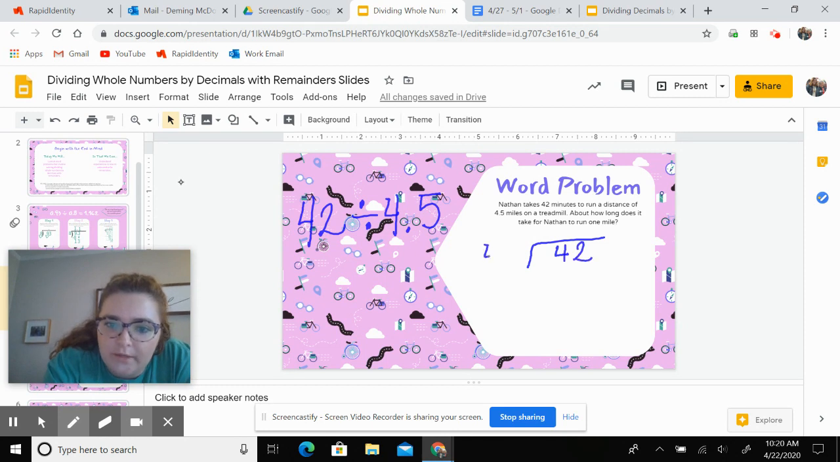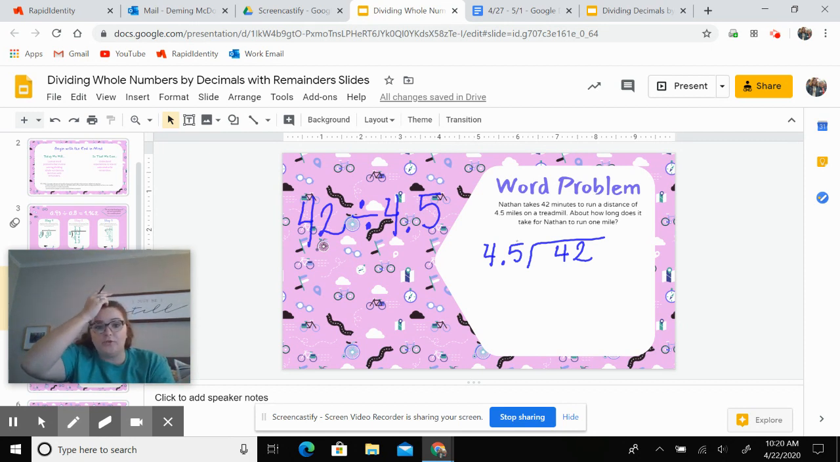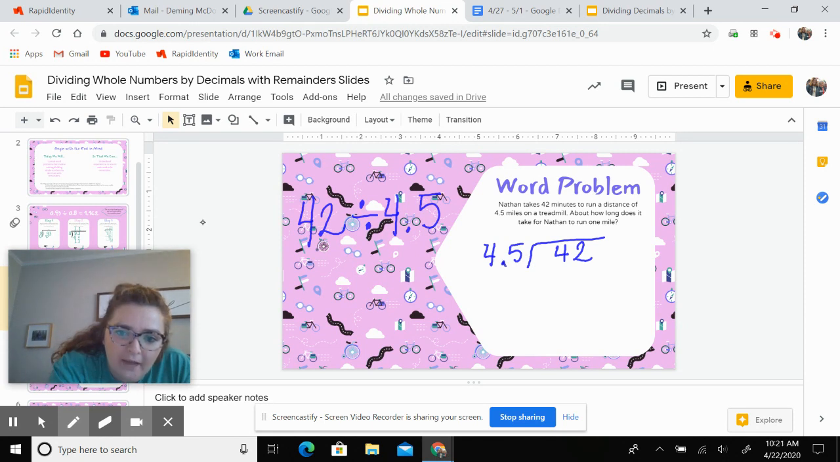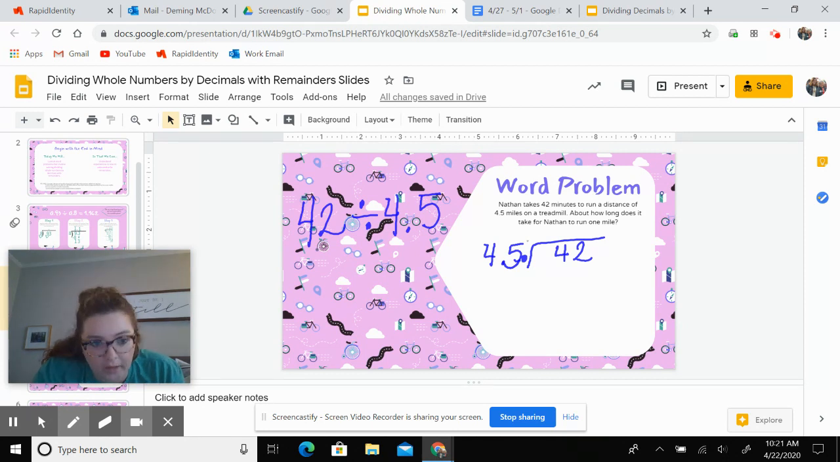So I have 42 minutes being split across 4.5 miles, okay? Remember, dividend goes in the house, divisor goes outside. All right, I have to do something about this though. I have to shift this number over to make this usable, all right? So what I'm really doing is multiplying 4.5 times 10. Well, 4.5 times 10 would actually end up giving me the whole number 45, okay?